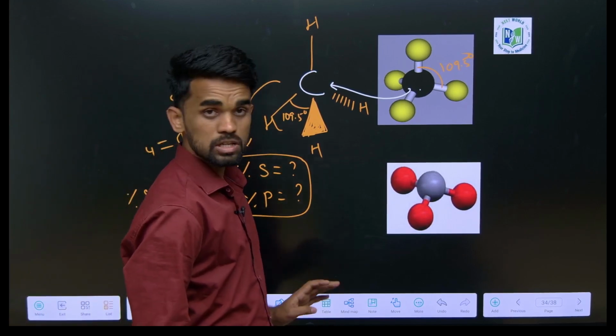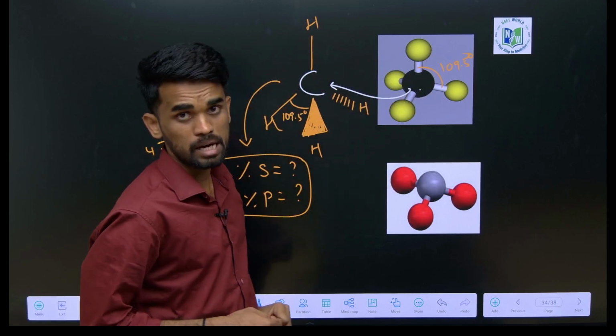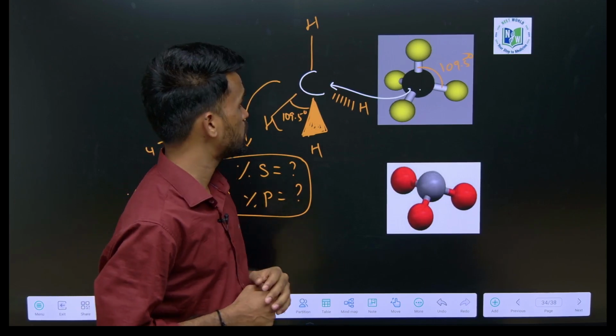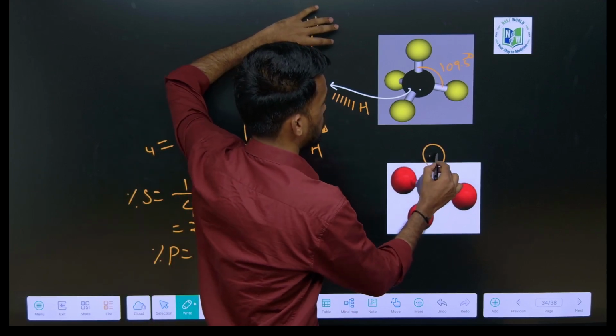Okay, so here also, there are total 4 atoms around the carbon, right? In some cases what happens, one atom will be missing, but there we may have lone pair electrons.